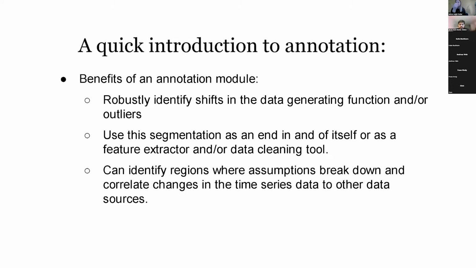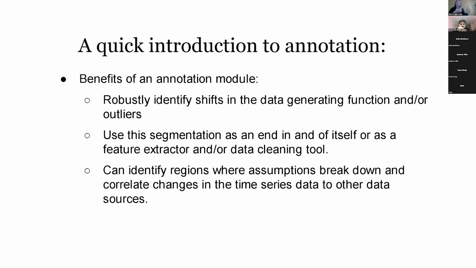So the benefit of a robust annotation module is that you can begin to identify these shifts in the data generating function. These can be multidimensional shifts, shifts in variability, shifts in autocorrelation. These are all interesting things that we've all seen in time series data, but it's important to be able to robustly and repeatably identify these shifts. So it's an interesting problem in and of itself. But once you can do segmentation, sometimes that's the end goal: you can segment your time series data and apply interesting labels to it.